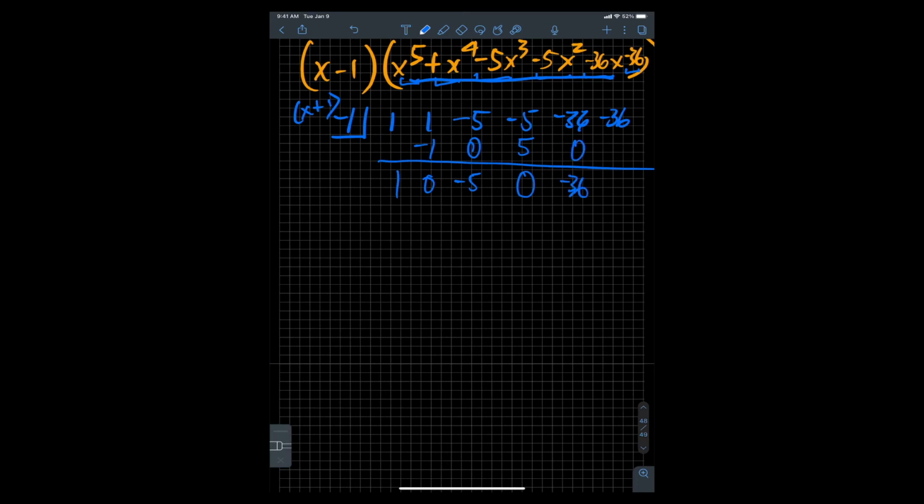And then -1 times -36 is positive 36. And when I add those, I get 0. Pow, it worked. So now I know my polynomial has the factor x minus 1, that's from here. Then the new factor, x plus 1, which I just sorted out.